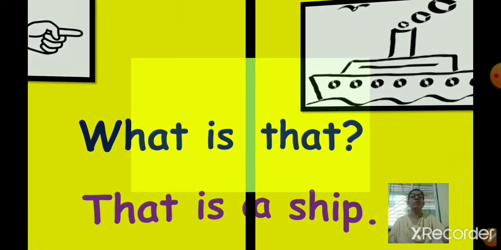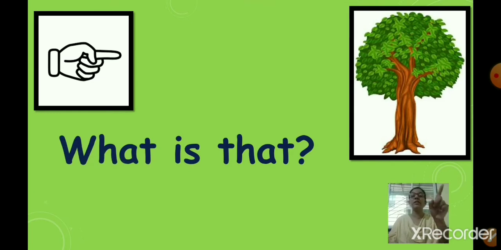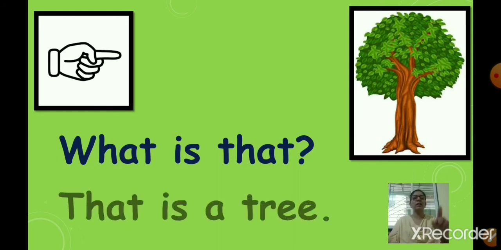Now, one more example we will see. Okay. You can see a tree. Where is the tree? The tree is far. Okay. So, how are you going to ask the question? What is that? So, how will you answer? That is a tree. Okay. So, what is that? That is a tree.